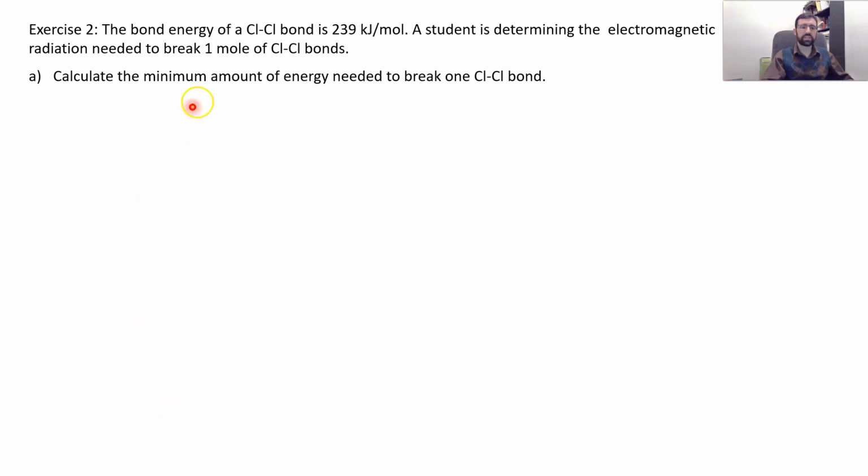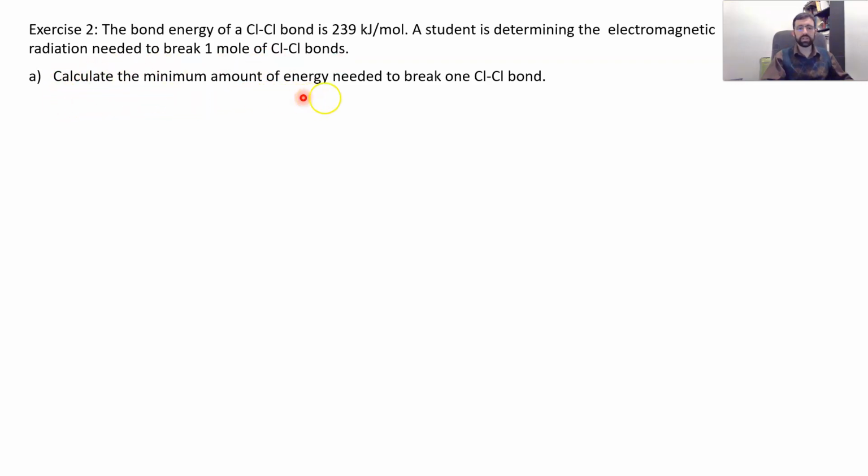All right, exercise 2 says the bond energy of a Cl-Cl bond is 239 kilojoules per mole, and a student is determining the electromagnetic radiation needed to break 1 mole of chlorine-chlorine bonds. There are 3 parts to this, part A, B, and C. You've got it on your paper. If you want to pause the video and try it on your own, go ahead.